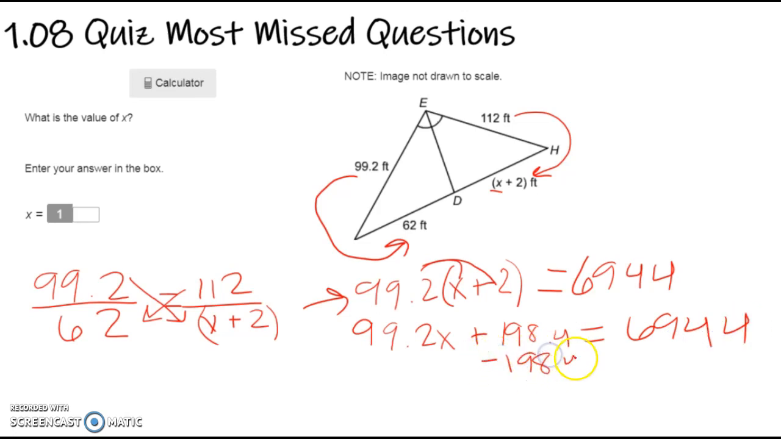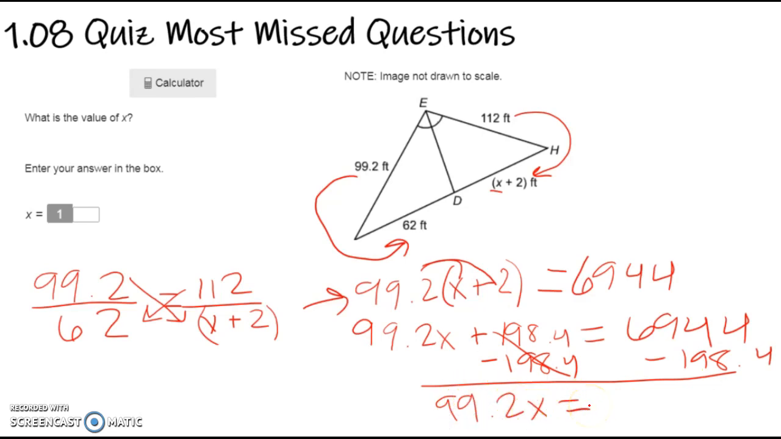Subtract 198.4. Use those calculators. Don't try to do this in your head. It just leaves too much room for errors when we're talking about decimals and all of that. So utilize those calculators. But do remember this is 6,944 minus 198.4. So we have 6,745.6.